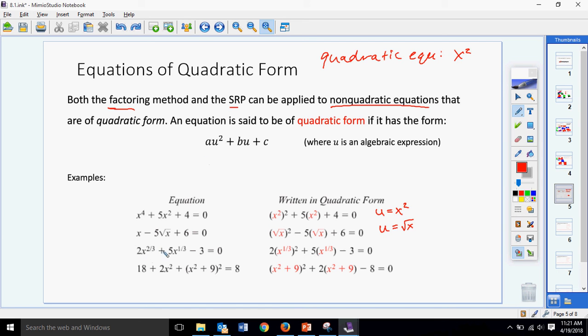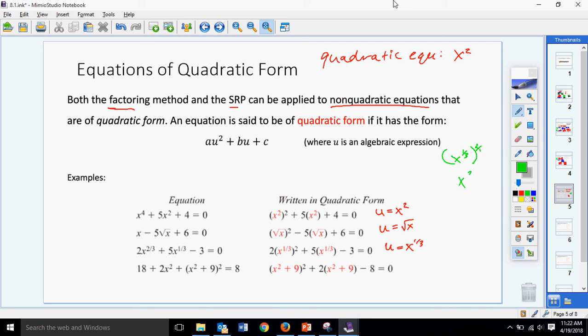Down here is a little trickier. Again, my hint to you is always look at the middle term and see what you think that U is. To me, it looks like the middle B is 5 and the U is probably x to the 1/3. So if I squared the x to the 1/3, would I get x to the 2/3? And the answer is yes. Let me do that in a different color. X to the 1/3 squared, well, squared is the same as 2 over 1. When I have a power raised to another power, I multiply them.